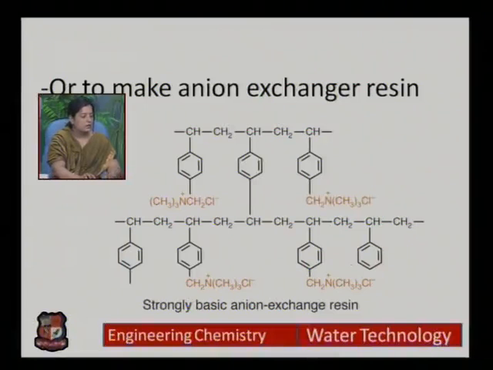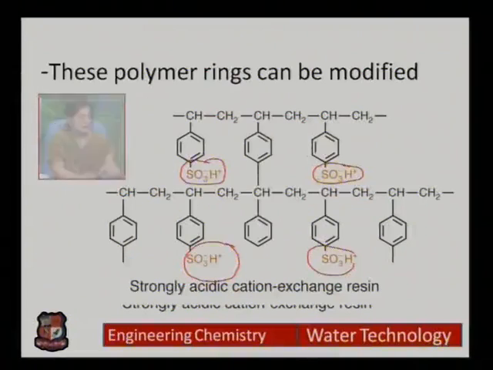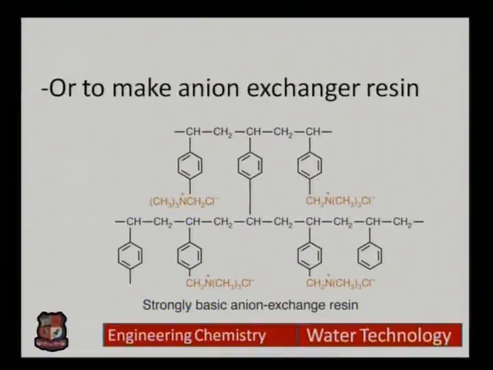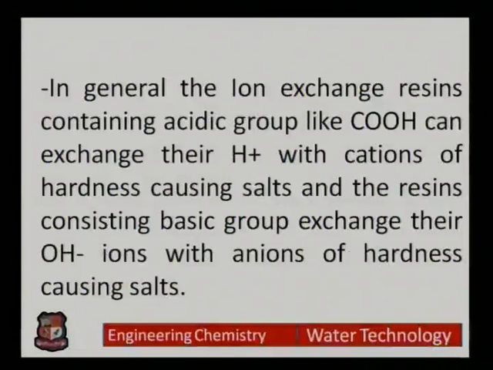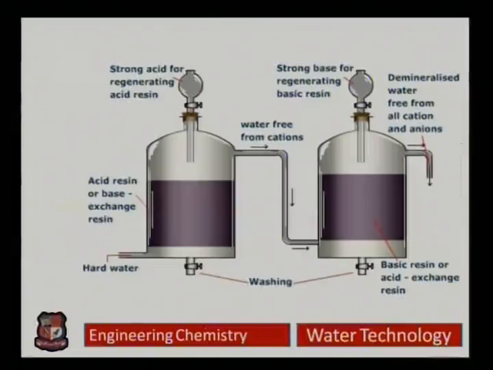This was the cation exchanger resin, and to make anion exchanger resin, some basic groups are introduced as shown in the picture. So two types of resins are there, cation exchanger resin and anion exchanger resin. The resin consisting of acidic groups gives its H+ ion to the hardness causing salt and takes its cations, while the resin consisting of basic groups exchanges its OH- ion with the hardness causing salts.